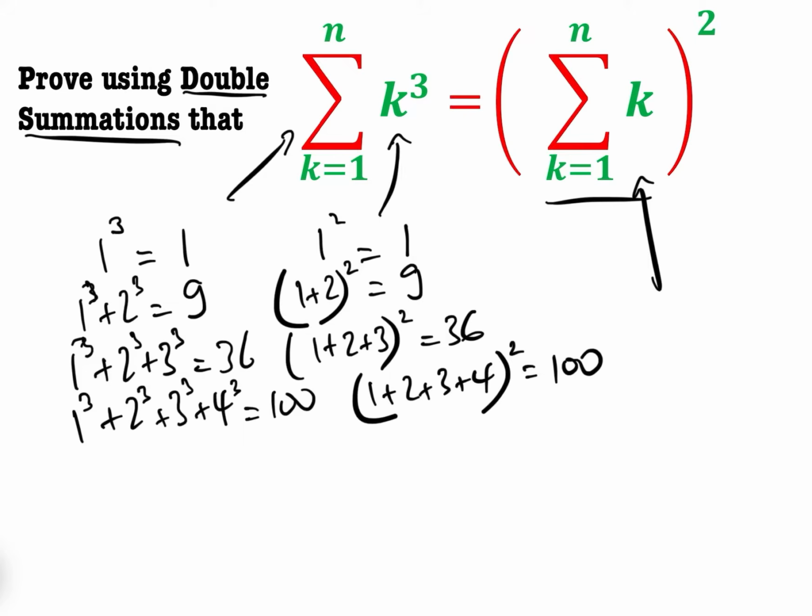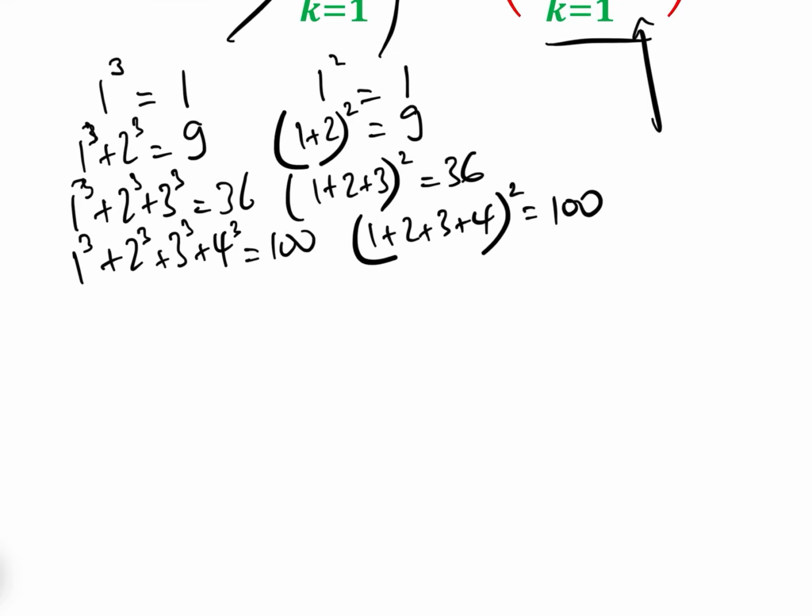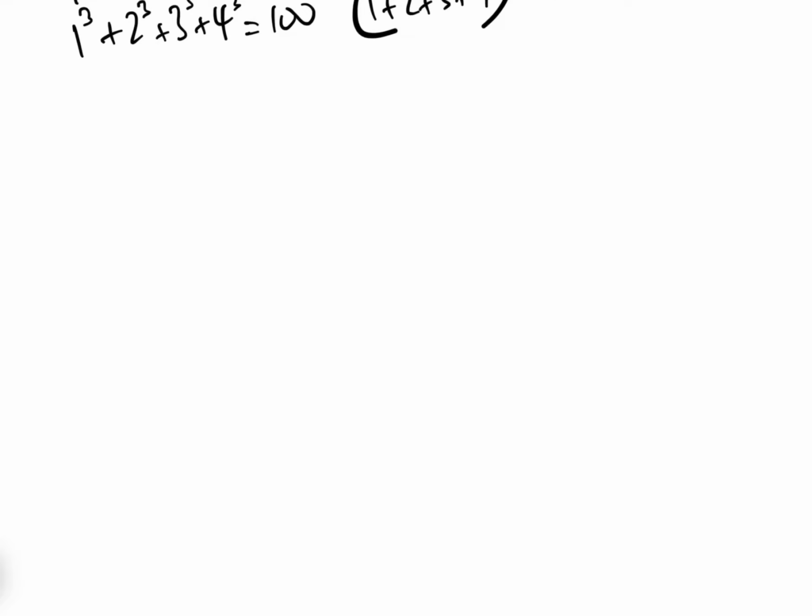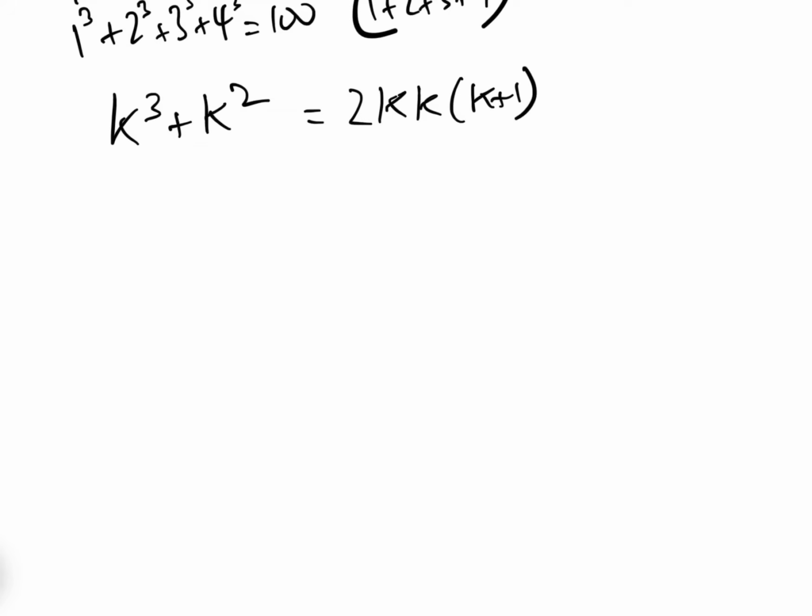How do we prove that? Well, normally you would prove it using induction, but as we've been using double summations, we're going to prove it using double summations. So we're going to start with k cubed add k squared, and we're going to rewrite that slightly as 2k times k plus 1 over 2. Now if we expand that out, that gives us k cubed add k squared, so there's nothing substantial there.